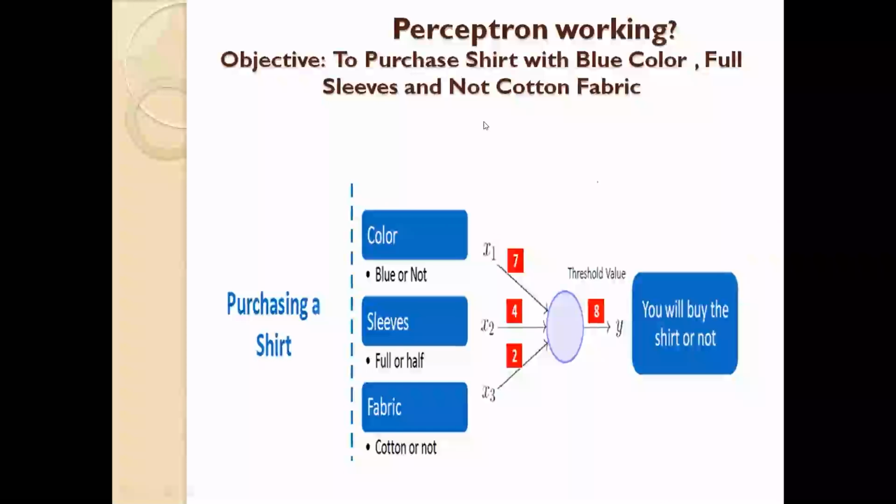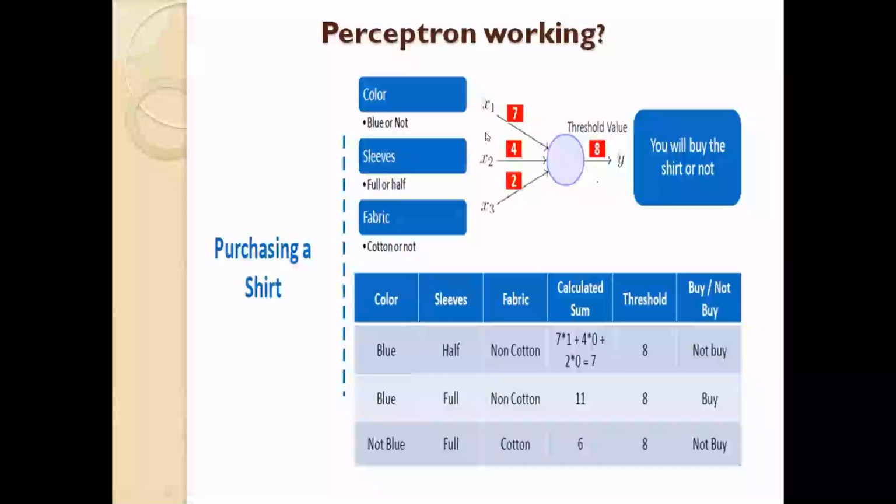The working is very simple. Now concentrate on this working. We are having one diagram and one table here. So please concentrate on row number 1, the very first row. What is the first row telling? If your color is blue, the sleeves are half, and the fabric is non-cotton, what will the perceptron do and what should be the output?